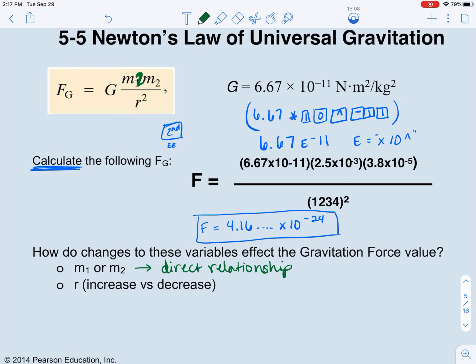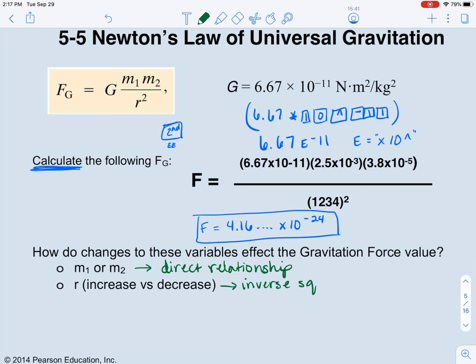If I were to take the mass of the moon, let's say there was some sort of event where we lost a portion of the moon, if the mass of the moon decreased, then that gravitational force value would decrease, okay? If we were to look at how changing the radius affects our force, now it is going to be an inverse relationship, and notice that it says we have to square that value. So it's an inverse square relationship.